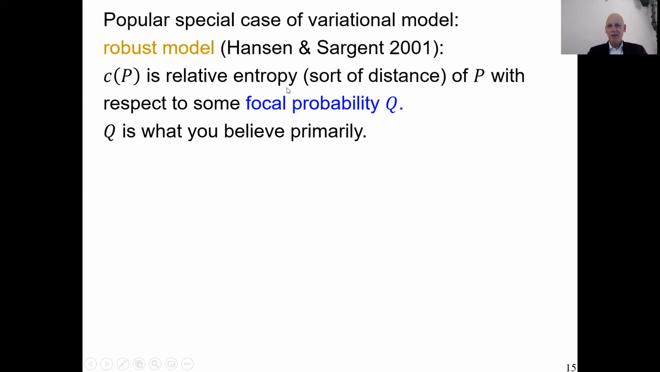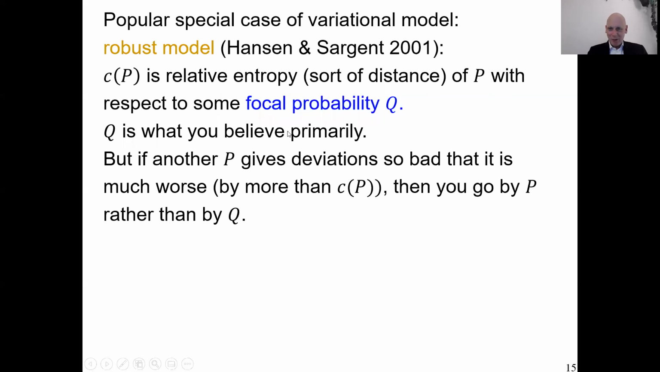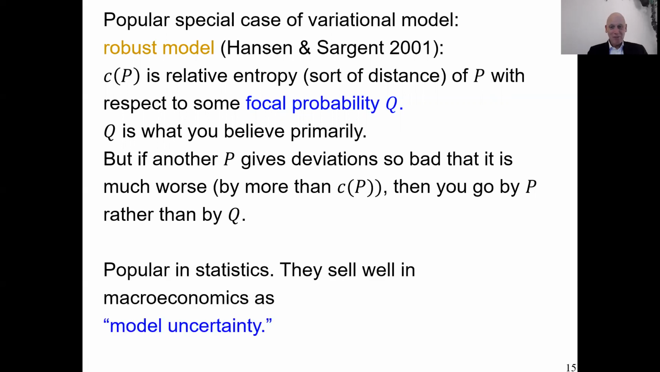So relative entropy is a particular distance measure. I will not define it now, but that's something that you can do, and then the variational model becomes more tractable. So this is a popular model. Here I wrote, I already said, the slides have to be a bit verbose for this occasion. So this approach is popular in statistics, also in macroeconomics. People sometimes use the term model uncertainty to capture this.